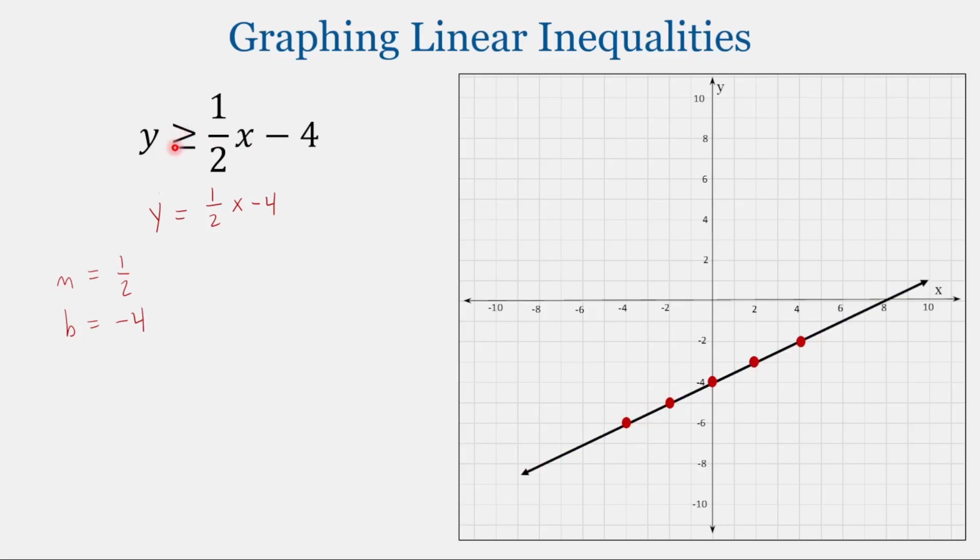In this case, we have y greater than or equal to. So since equal to is a possibility, we're going to have a solid line. And this solid line acts as a boundary to this inequality. And then we're going to shade one side of this boundary line. Well, which side do we shade?